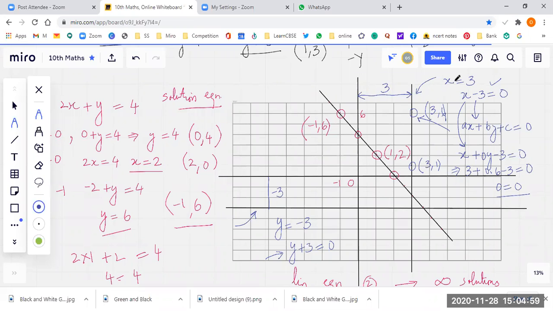Similarly, students, see any point on this equation parallel to the x-axis. What is this point? This is (-3, -3). Does it satisfy this equation? Put y is equal to -3. -3 + 3 is equal to 0. 0 is equal to 0. So students, hope you have learned how to draw the graph of a linear equation.